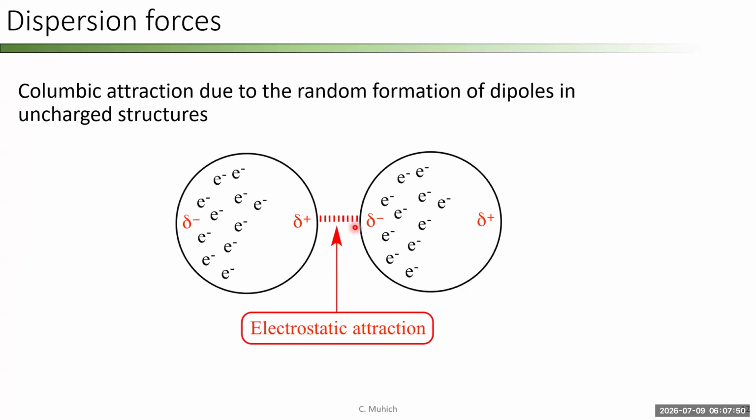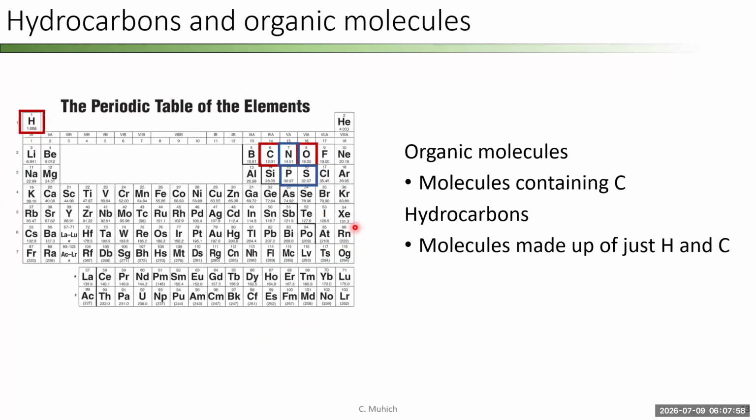Okay, now that we have an understanding of how things can bond, I want to start talking about the molecules which we are interested in. We're going to be interested in a class of molecules called organic molecules. These are molecules which contain carbon. So just think organic means carbon. Within this large category of organic molecules, we have hydrocarbons, which is a subset. And these are molecules that only contain hydrogen and carbon.